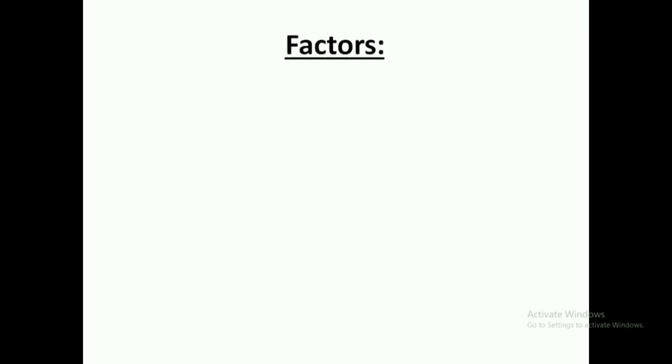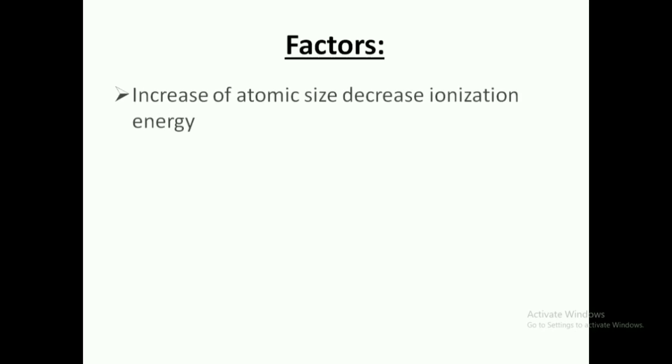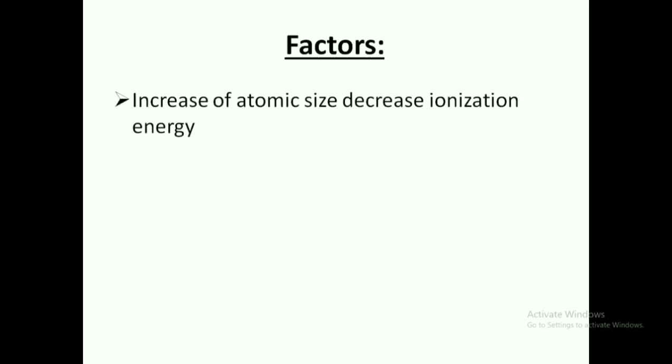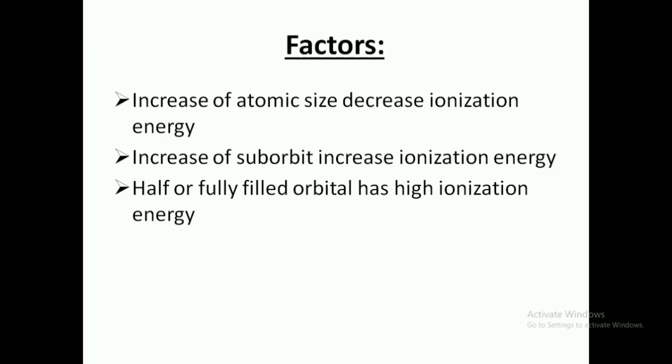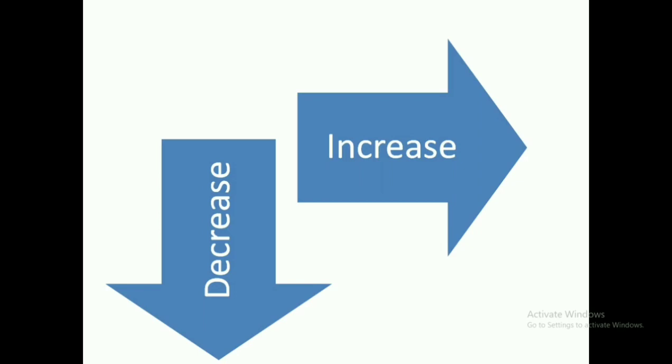Factors of ionization energy: first, increase of atomic size decreases ionization energy. Next, increase of suborbit increases ionization energy. Next, half or fully filled orbitals have high ionization energy. From these three factors, the total summary is that ionization energy increases from left to right and decreases from top to bottom. That is the general rule.